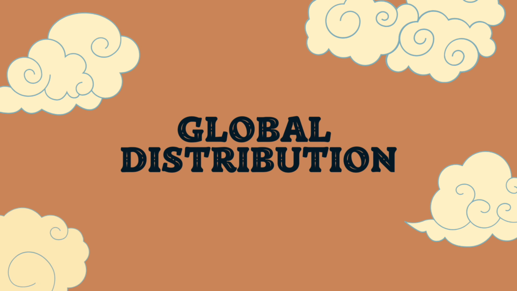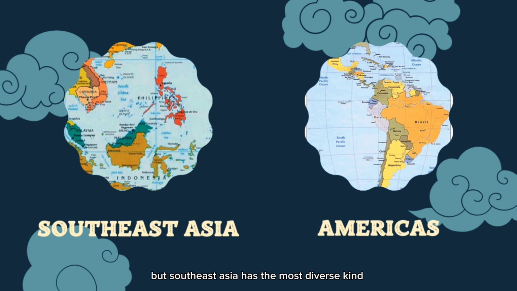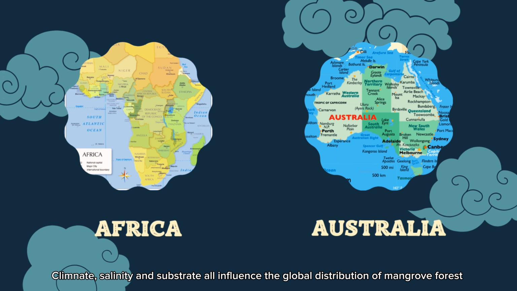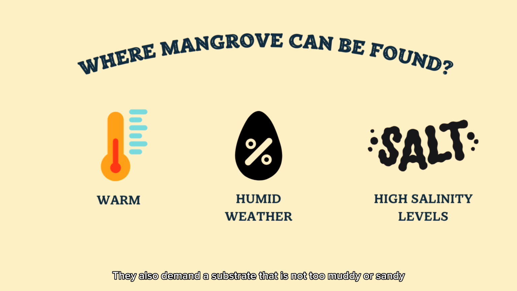Global distribution of mangrove forests. Mangroves are found all throughout the world, but Southeast Asia has the most diverse kinds. Mangrove forests can be found in Southeast Asian countries such as Indonesia, Malaysia, Thailand, and the Philippines. Mangroves can also be found in the Americas, Africa, and Australia. Climate, salinity, and substrate all influence the global distribution of mangrove forests. Mangrove forests are often found in locations with warm, humid weather and high salinity levels. They also demand a substrate that is not too muddy or sandy.